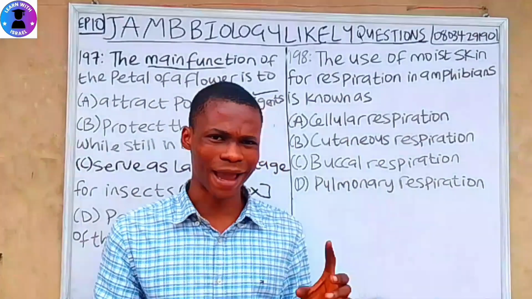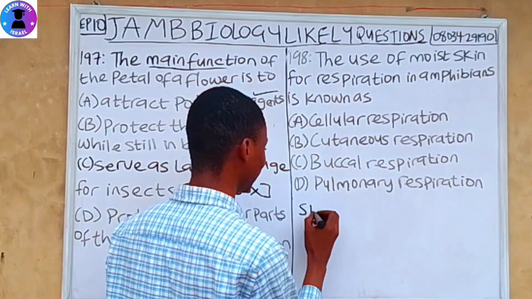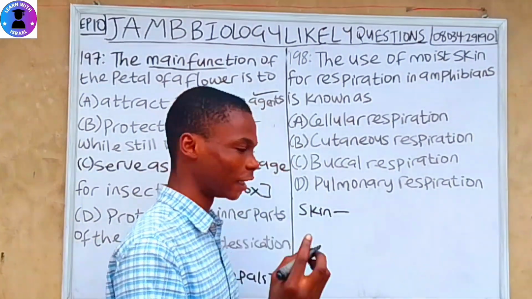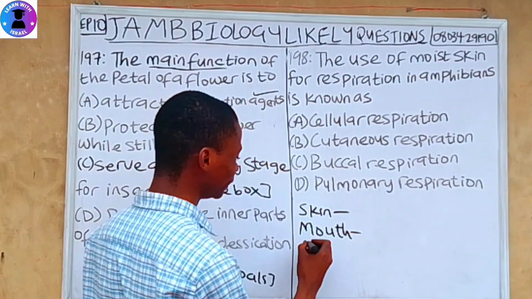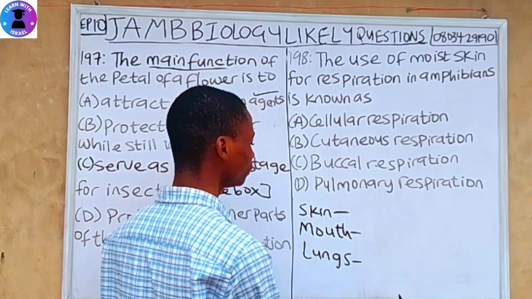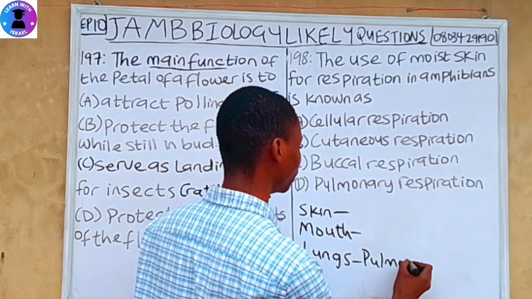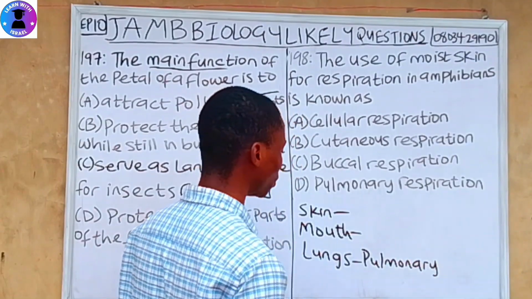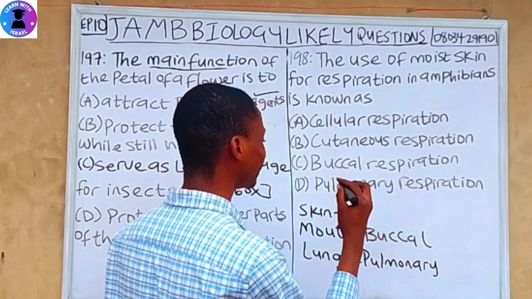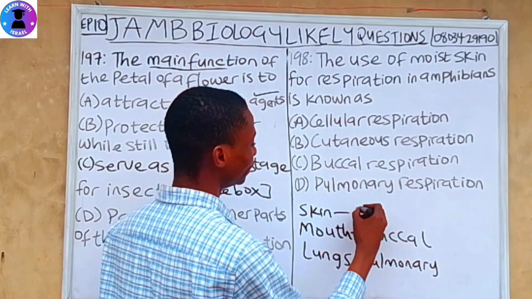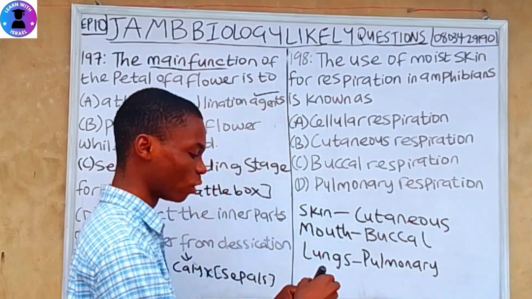So amphibia respire through three routes. Number one is skin. Number two is mouth. And the last one is the lungs. So for the lungs, it's pulmonary respiration. And for the mouth, it is buccal respiration. And for the skin, it is cutaneous respiration. I hope you understand that now.